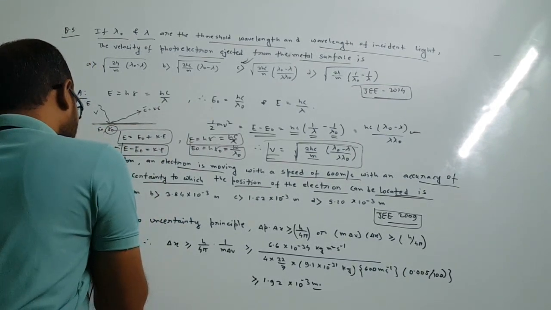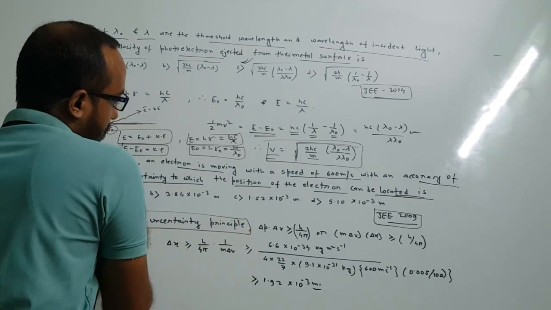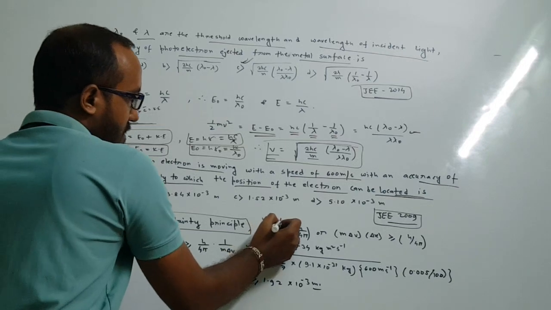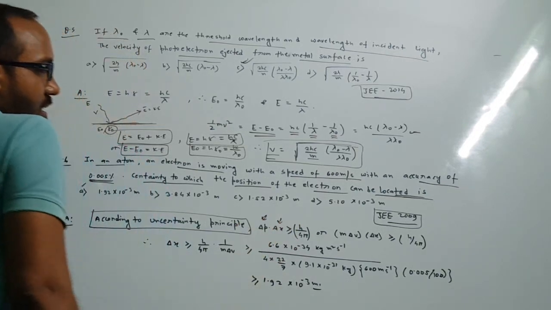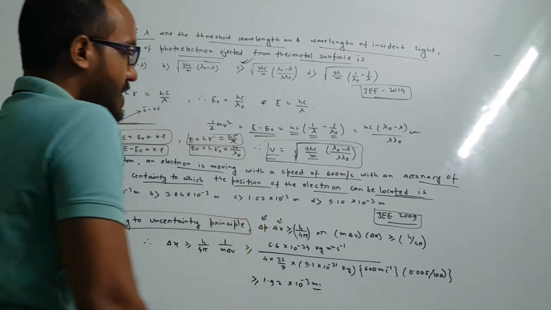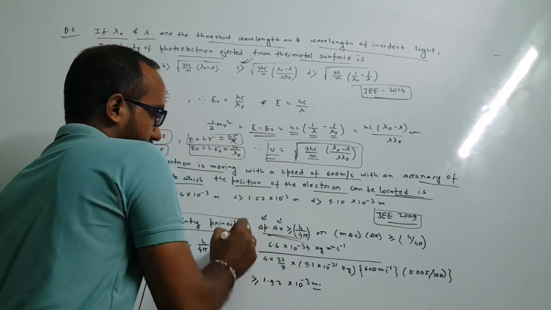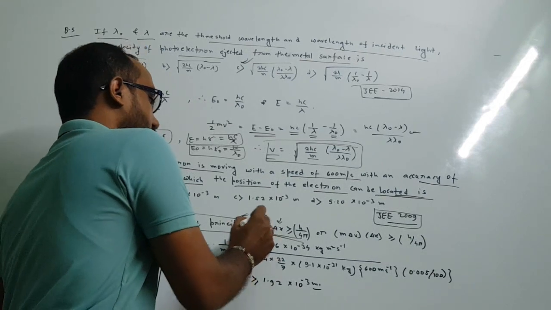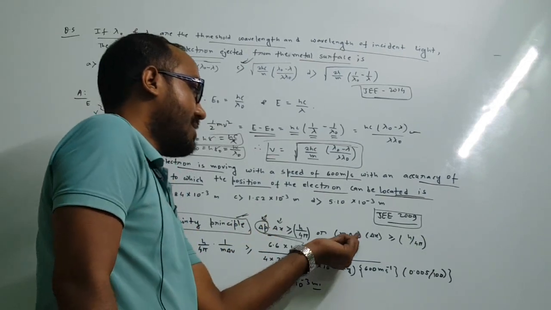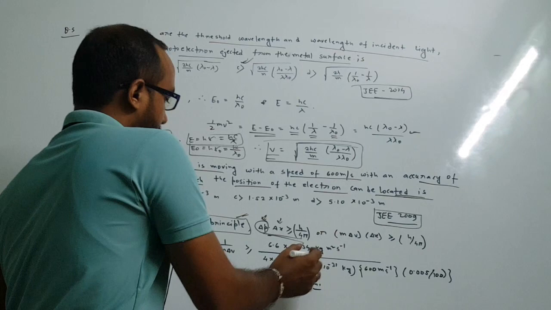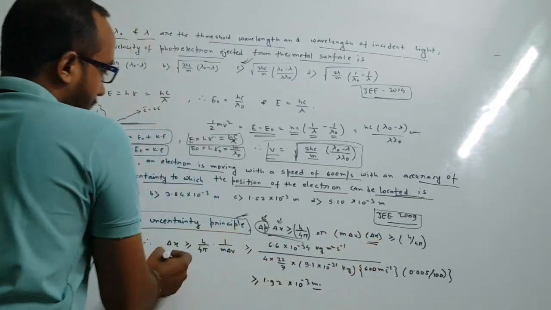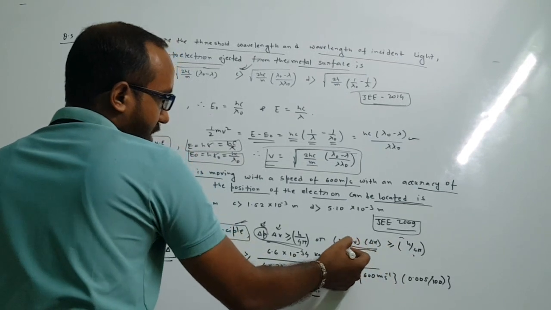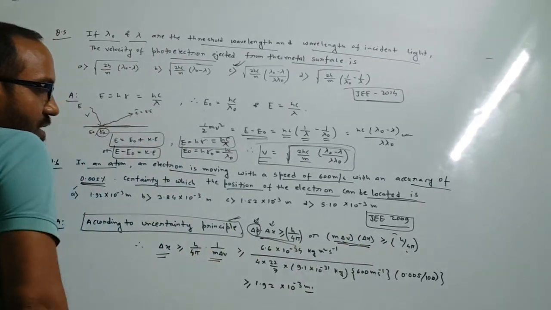From the Heisenberg uncertainty principle, we know error in position multiplied by error in momentum is greater than or equal to h by 4 pi. So in place of momentum we can write m into delta v. They are asking for delta x, so delta x should be h by 4 pi into 1 by m into delta v.